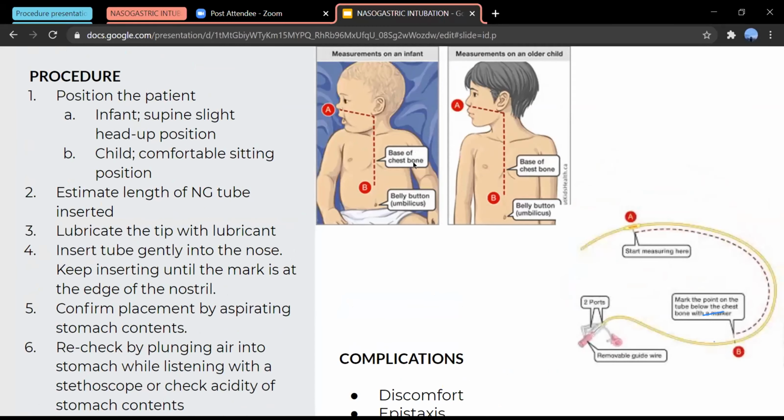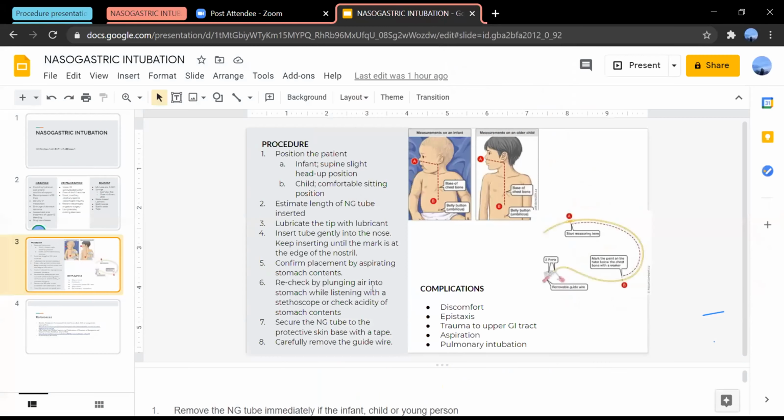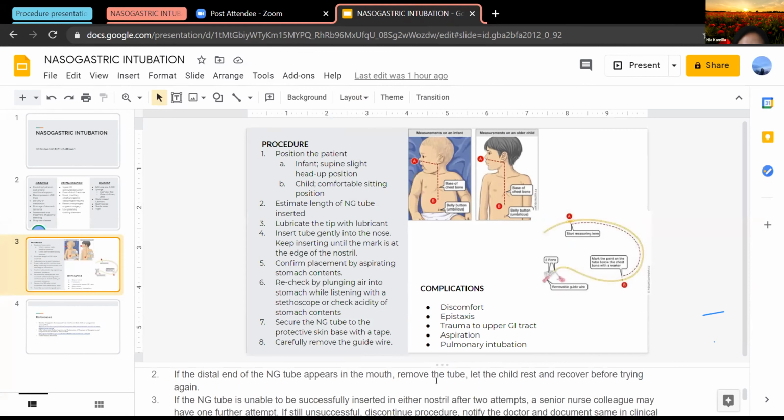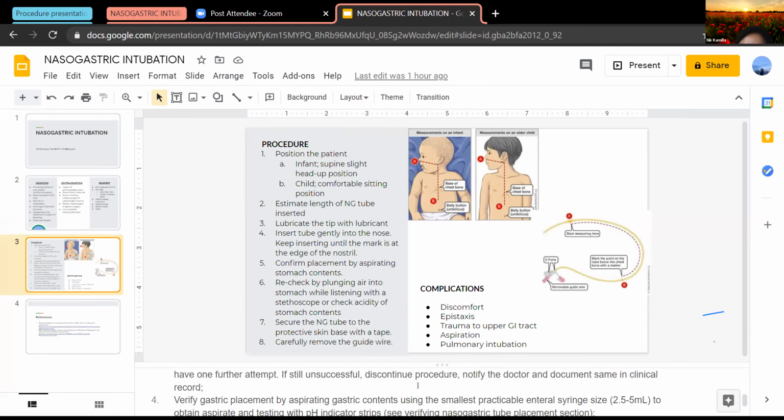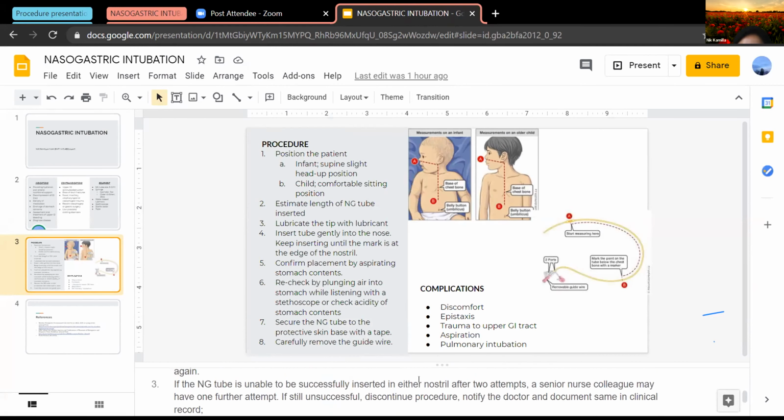What technique can you use? What maneuver can you use, what can you do to insert the nasogastric tube? I'm not that sure. Are there any maneuvers?